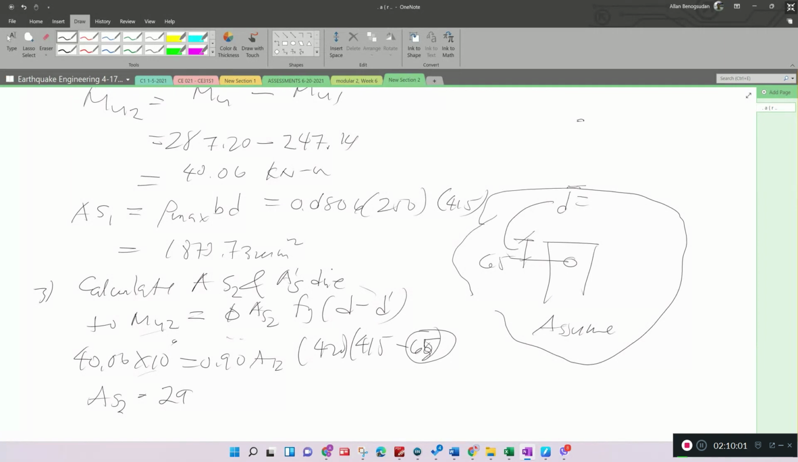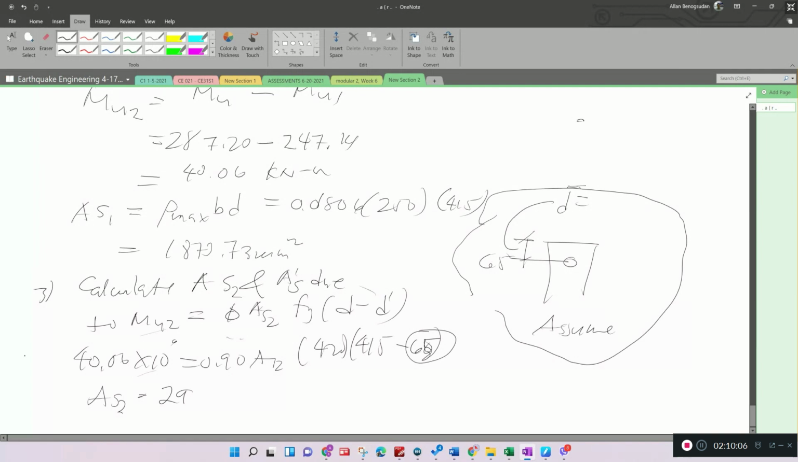Okay, so AS2 is 298.53 mm squared. Then, ito na ngayon yung AS natin.